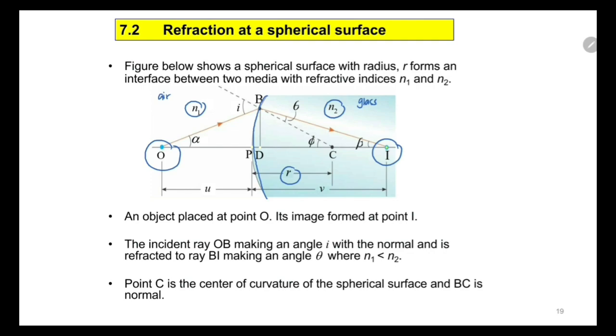Incident ray OB from the object is making angle i from the normal and refracted to refracted ray BI, making an angle theta from the normal. The normal is line BC and point C is the center of curvature for the spherical surface.